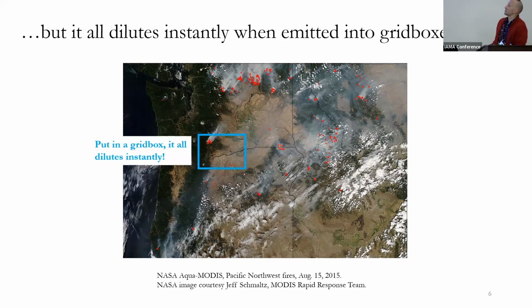And then the biggest issue, like I pointed out before, is when we put this all into a grid box, almost all of the time, we just dilute that smoke instantly within the grid box. So you have this plume that has this high concentration, we put it in our model, and then shoot, we take all of those smoke particles and spread them out over the grid box. So if there's any process that depends non-linearly on the smoke concentration, we are not going to represent that right.